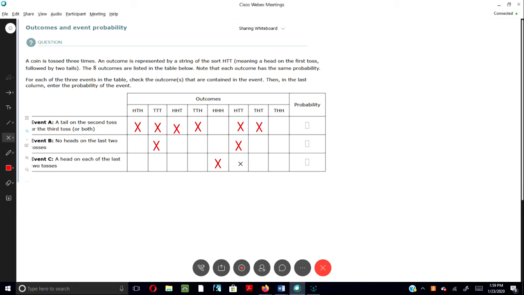This one does not have a head in the second or third. This one has a head in the second, but not the third. This one has a head in the last 2 tosses, so that will work. So now let's add up. Let's see what the probability is at this point.